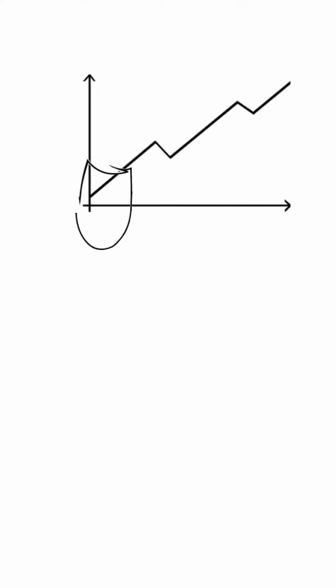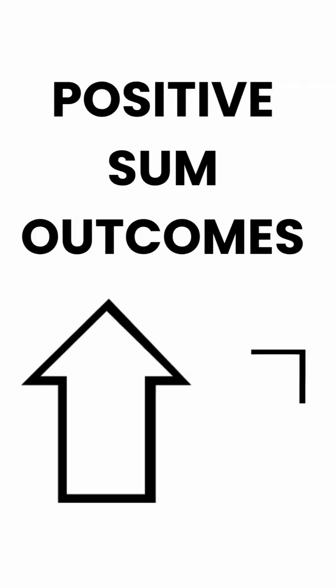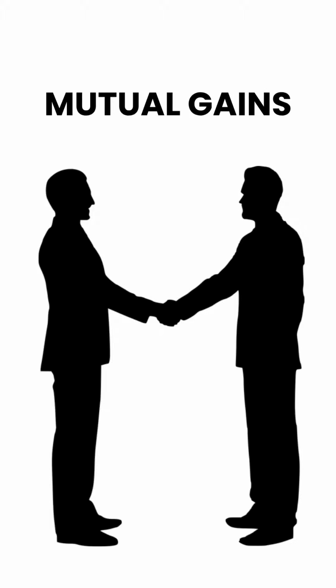For example, a zero-sum thinker may believe that if someone else receives a promotion at work, it means they themselves have missed out on an opportunity. Contrastingly, positive-sum outcomes are those in which the sum of winnings and losses is greater than zero, where the total amount of resources increases and both parties leave better off.